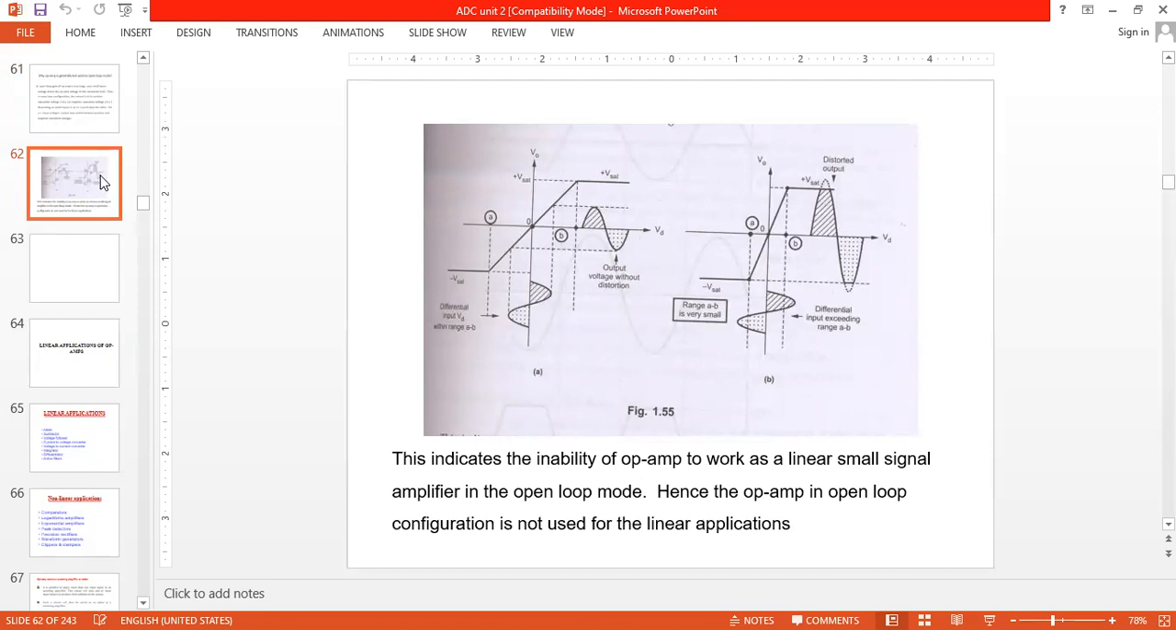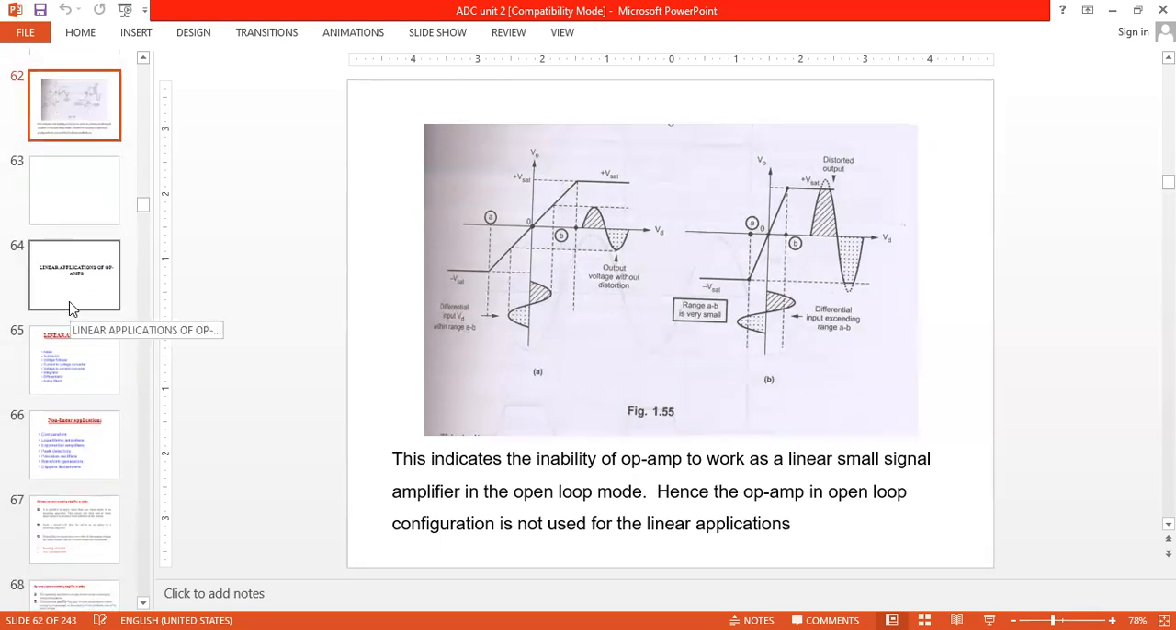So this indicates the inability of the op-amp to work as a linear small signal amplifier in the open loop mode. Hence the op-amp in the open loop configuration is not used for linear applications. Okay, that is linear and non-linear application. For open loop condition, you will get only a square wave output. But in a closed loop condition, you can get the sine wave, which varies with respect to time. But in the open loop condition, you will get 0 or 1, like that.